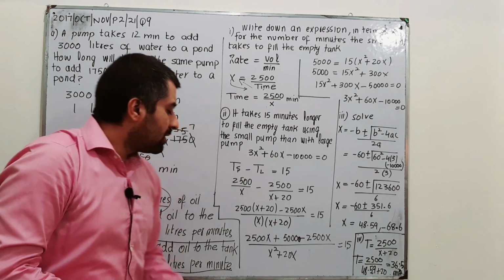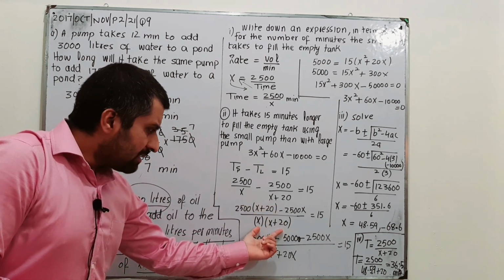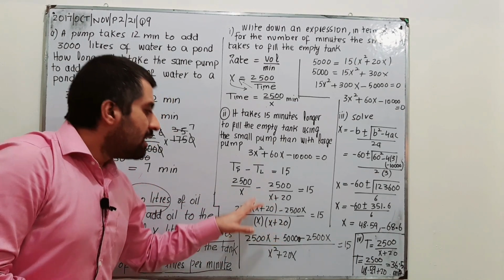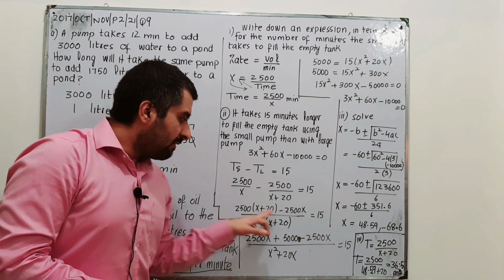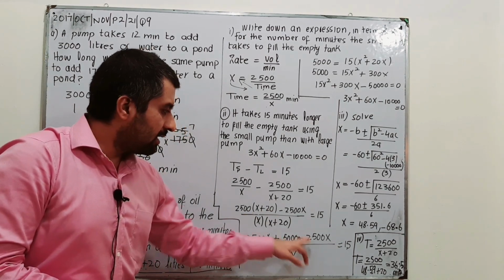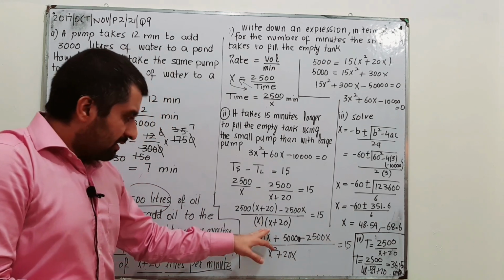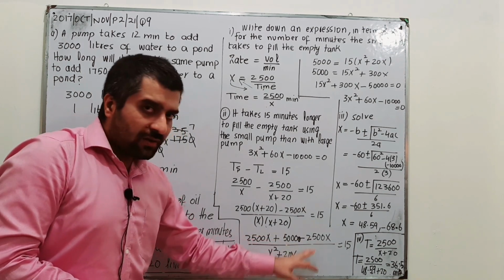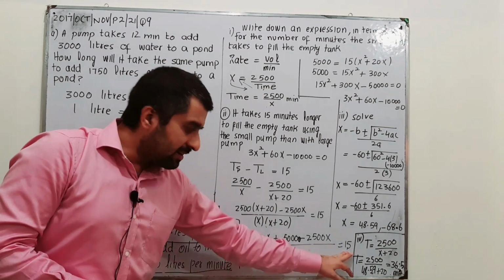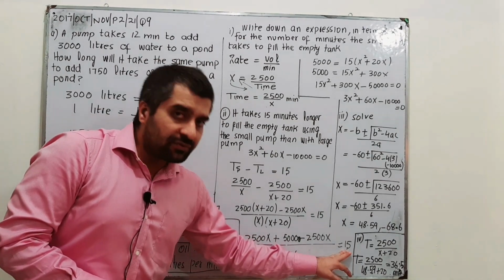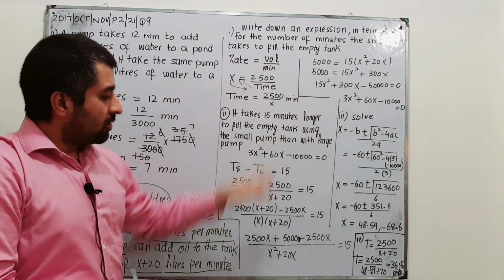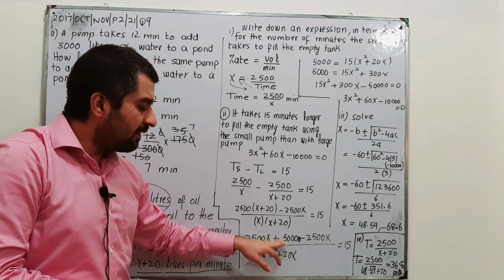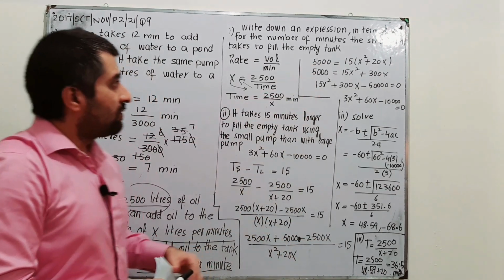Now you can simplify this equation. Take the LCM: x and x plus 20 will be your LCM. x plus 20 will be multiplied with 2500, x will be multiplied with 2500. 2500 into x is 2500x, 2500 into 20 is 50,000, minus 2500x is equal to 15, whereas in the denominator x into x is x square and x into 20 is 20x. Cancel 2500x and minus 2500x, and move this denominator to the right side, where it will be multiplied with 15. After cancellation of 2500x and minus 2500x, you are left with 50,000.